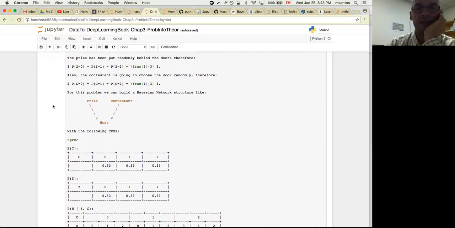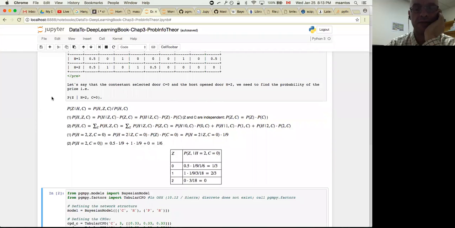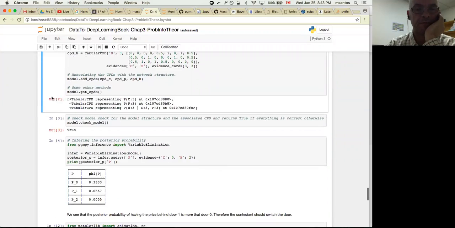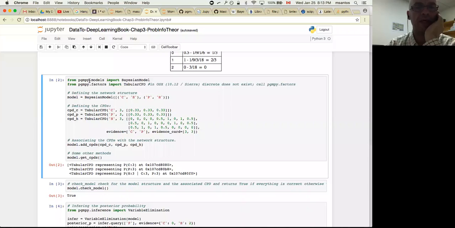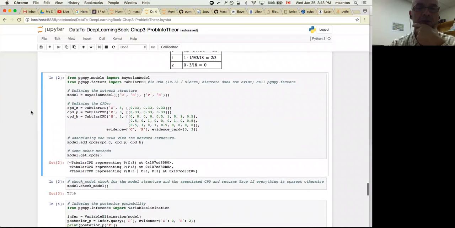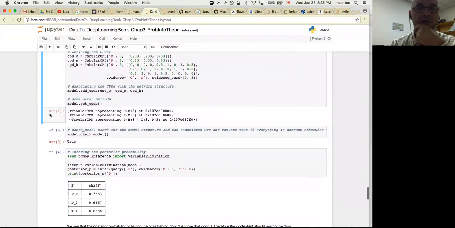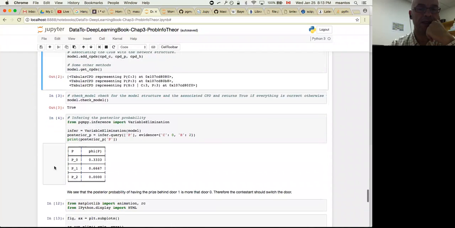I just saw that we are a little bit over the time. It's 8:15. So you can use the PGMPy library in Python to do the same calculation of the Bayesian approach. And if you follow the notebook here, you will see that indeed you get those probabilities that we just calculated.